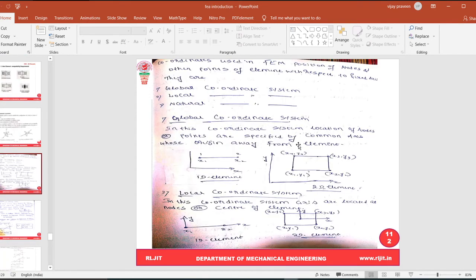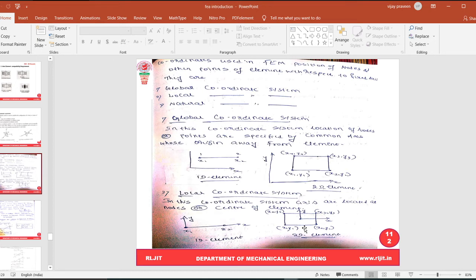See, here the location of the nodes is specified with respect to the origin. That is known as global. See, x, y. But local means the location of these nodes is specified either at the nodes only in case of 1D, or in case of 2D or 3D, at the center of the element, like x, y here. You can see.